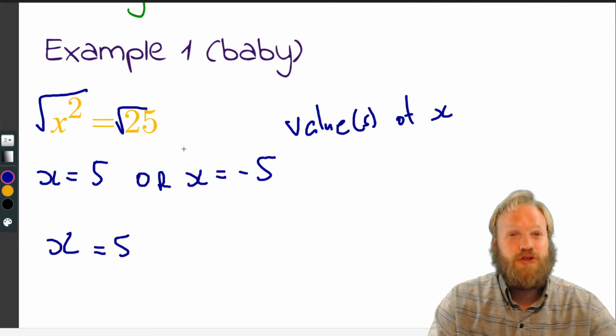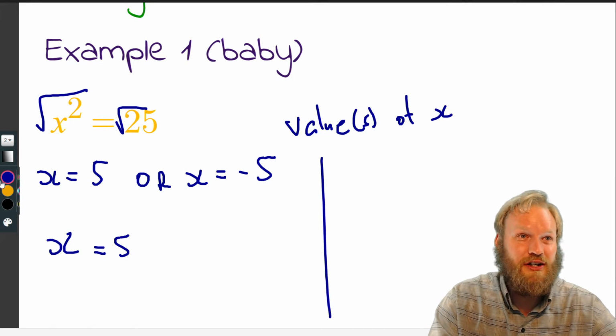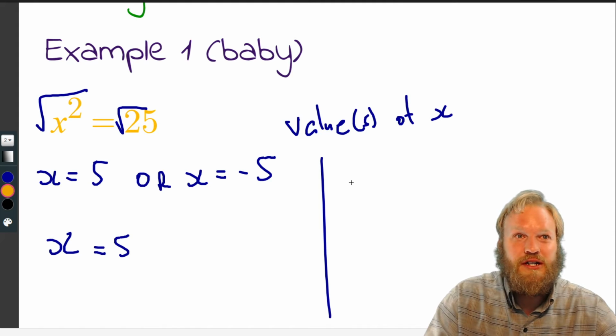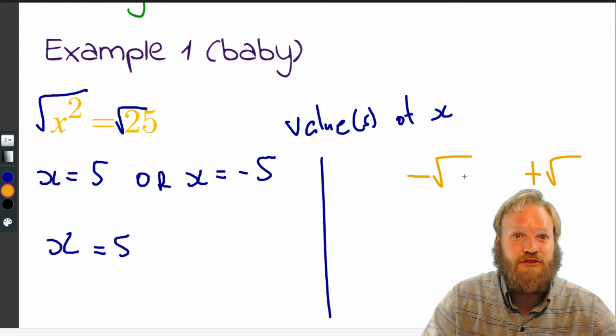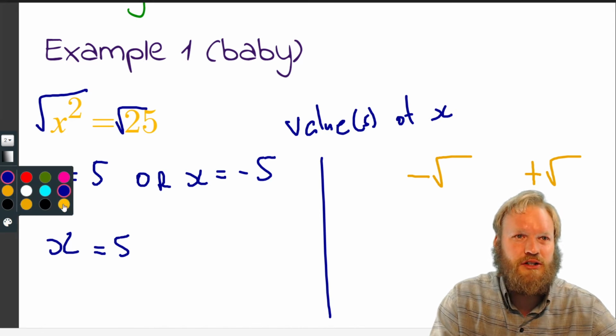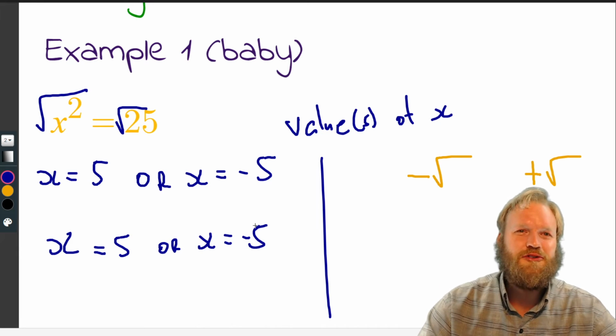But there's also another option, which is this negative. So actually what we're doing is we're saying we're going to take the square root of x squared, and on the other side we're going to take the negative square root, and we're going to take the positive square root. Because look, they both work. So that's why we got our x equals 5 or x equals minus 5. So good I wrote it twice.